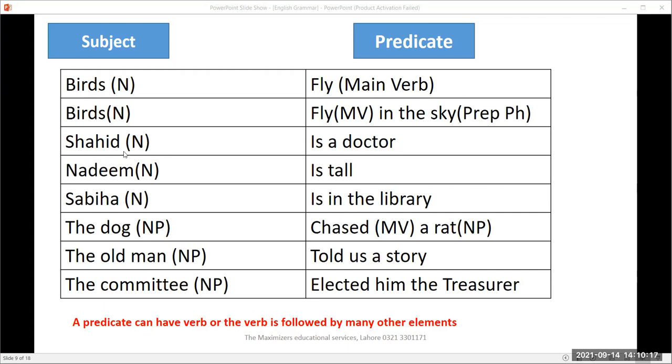Shahid is a doctor. So Shahid is a noun, is is the verb, main verb. A doctor is called a complement. According to the parts of a sentence, we have subject, verb, object, and complement. So what is doctor? Doctor is the profession of Shahid. It is adding to the meaning of that, and another mark of identification of a noun. Noun is a name.